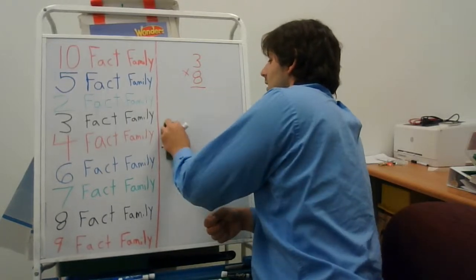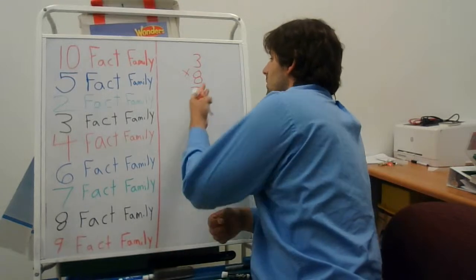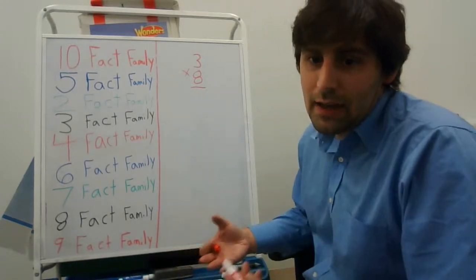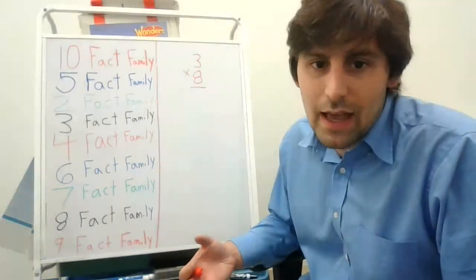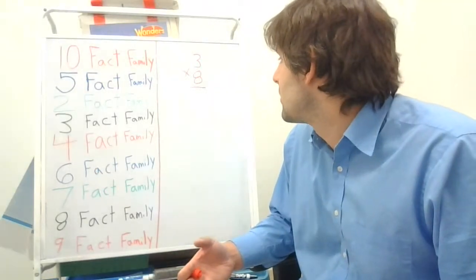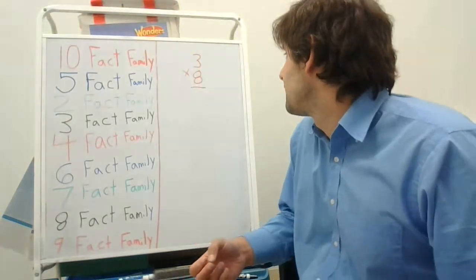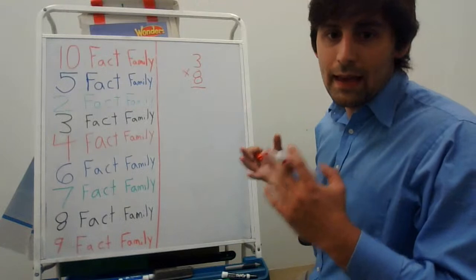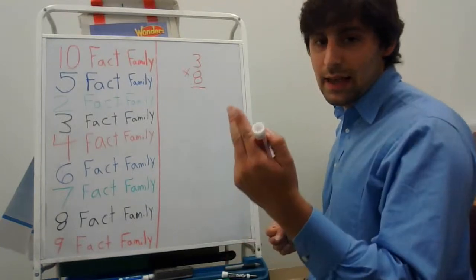So let's say you have the problem 3 times 8. You have not mastered the 8 fact family yet. You don't know how to skip count by 8s yet. Here's what you can do. Here's how you can go about solving it. 3 times 8 means that you're adding the number 8 3 times. You're adding 8 plus 8 plus 8.